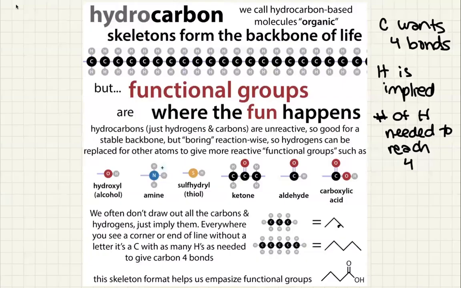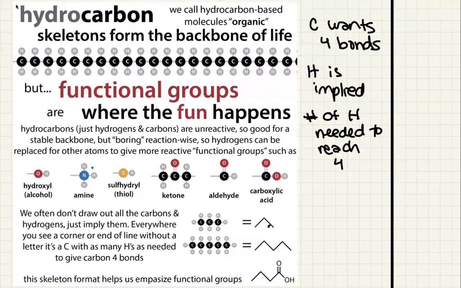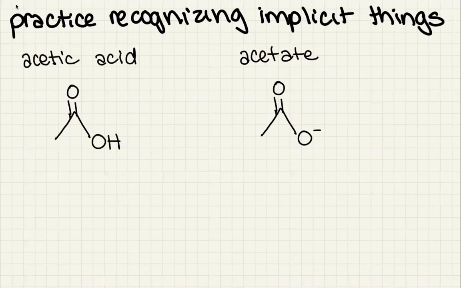We'll get more into the functional groups in a minute, but this is where all the excitement is going to happen. It's where we have heteroatoms, so things other than carbons and hydrogens. We introduce our oxygens and our nitrogens and our sulfurs and all that good stuff. And by drawing the skeleton format, we can focus on that more exciting stuff without all those carbons and hydrogens getting in the way.